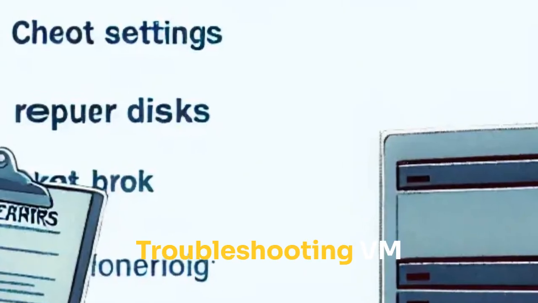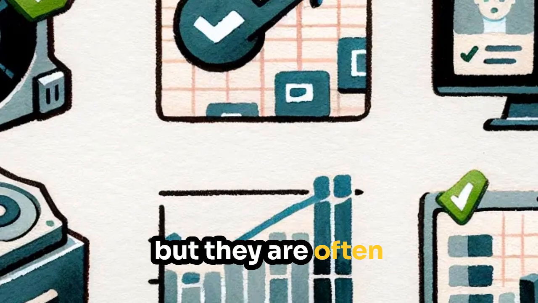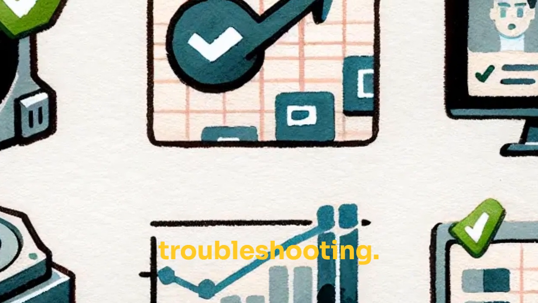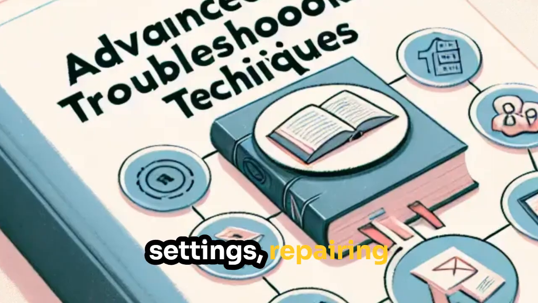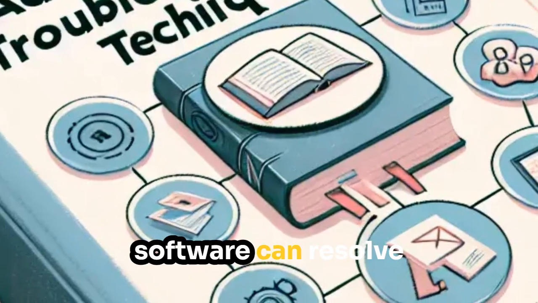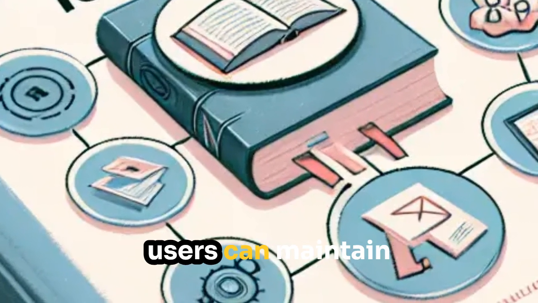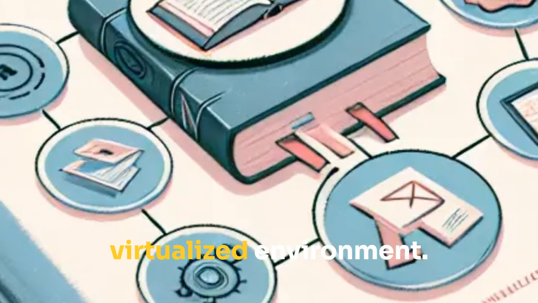Final thoughts: troubleshooting VM boot errors and crashes. Boot errors and crashes can disrupt workflows, but they are often fixable through careful troubleshooting. Checking boot settings, repairing disks, allocating proper resources, and updating software can resolve most startup problems. By following these steps, users can maintain a stable and reliable virtualized environment.